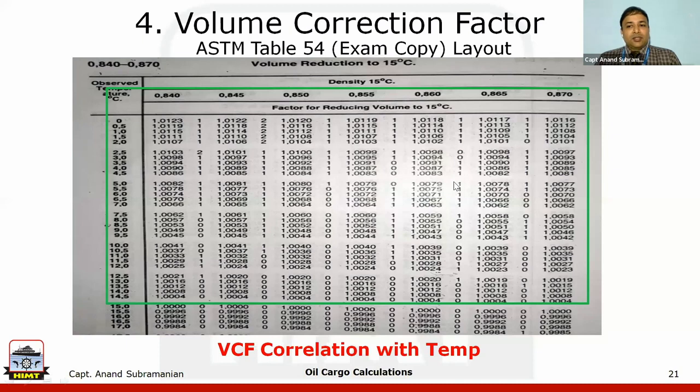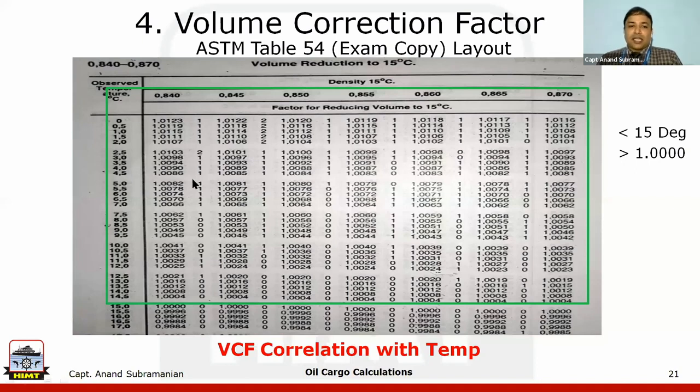Yes, sir. So if the temperature is less than 15 degrees Celsius, the VCF, the volume correction factor, will always be more than 1. In simple words, the observed temperature is less. Let us take 0 degrees Celsius. If I have oil at 0 degrees Celsius, I am going to heat it up to 15 degrees Celsius, because my standard is 15 degrees Celsius. What happens to the volume of the oil when I heat it from 0 to 15? The oil will expand, yes or no? Yes, sir.